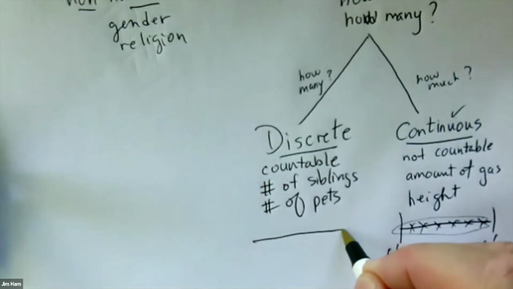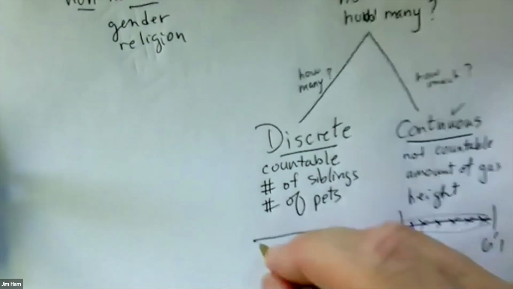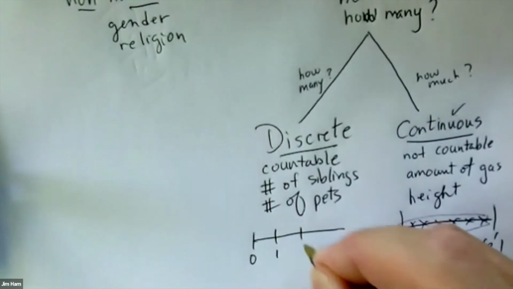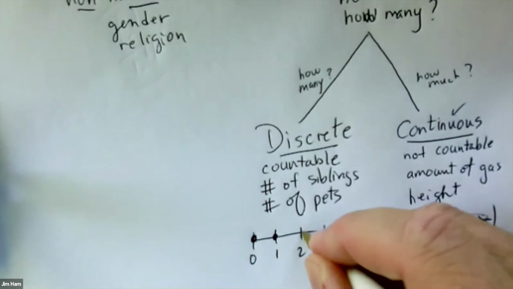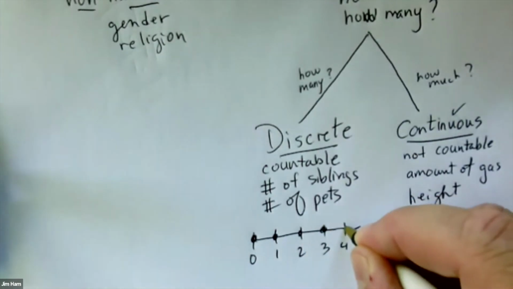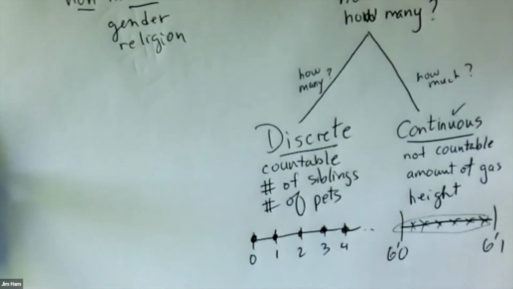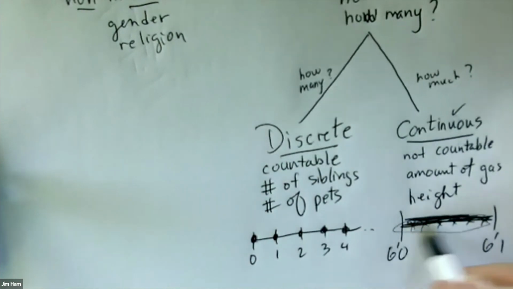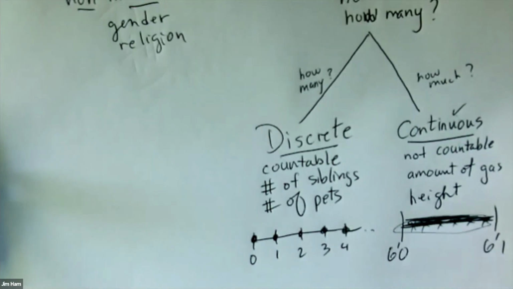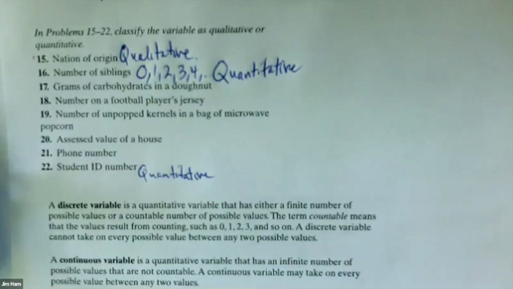Whereas if we drew the graph of the discrete, we would have something like this, where you could only have 0 or 1 or 2 pets or 3 credits or 4 siblings, or some countable number. Whereas continuous, it's like a subset of the number line. That's the big difference.